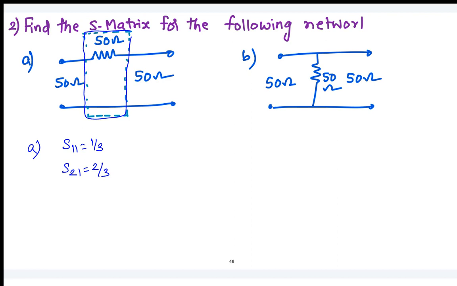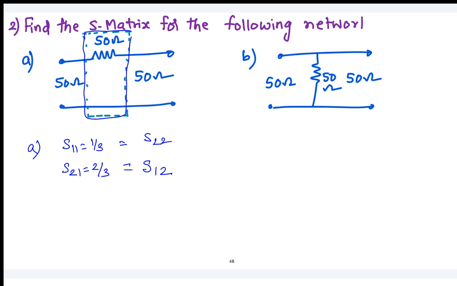Whenever it is reciprocal, the reflection at port 1 is the same as at port 2, of course, because it is symmetrical also. Reciprocal means the transmission from port 1 to 2 is the same as port 2 to 1, because this series element will be common even when you apply input 1 here or input 2 here. So the network is reciprocal, meaning the transmission from port 2 to 1 is the same as port 1 to 2.